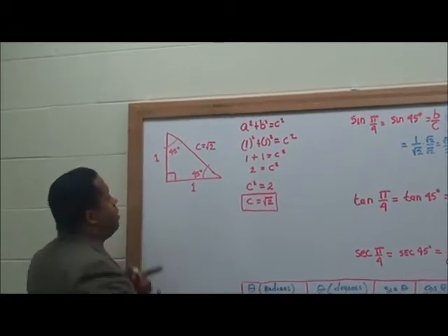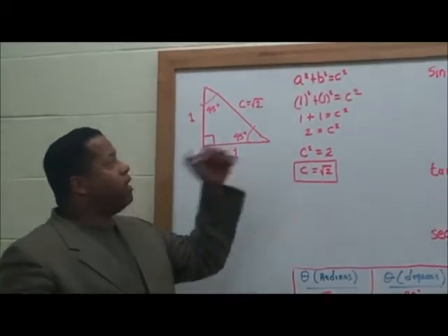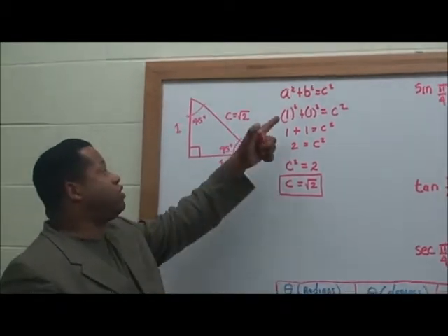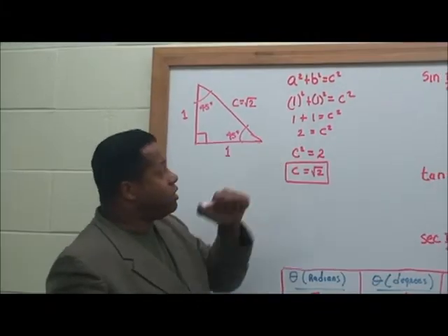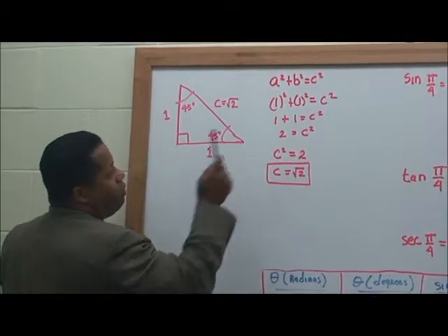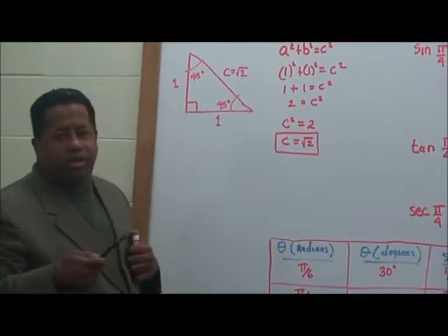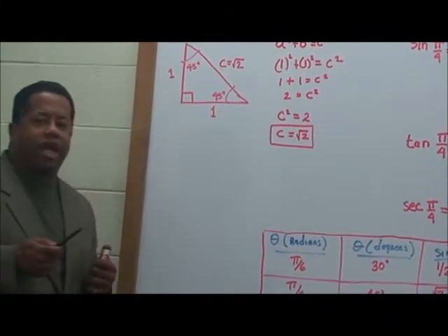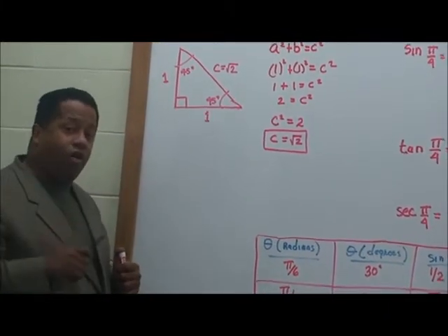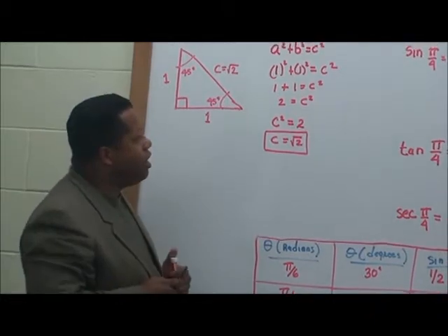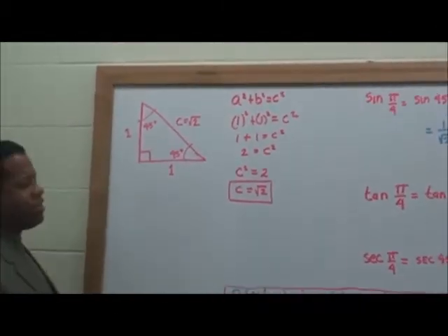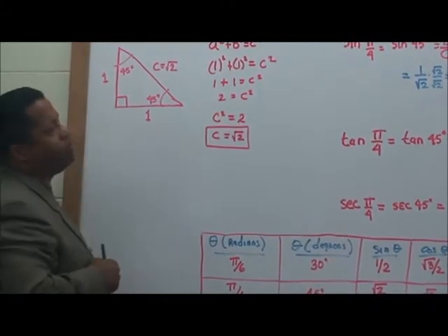Taking a squared, putting the value 1 in, plus 1 squared is equal to c squared in this case. So you're going to have 1 plus 1 is equal to c squared, which means 2 is equal to c squared. So the variable is isolated, and you're going to have to solve for c, right? When you solve for c, c will be the square root of 2.